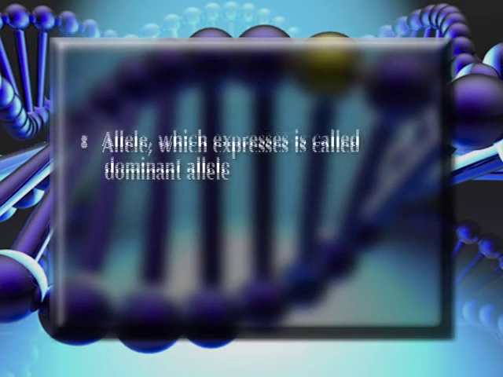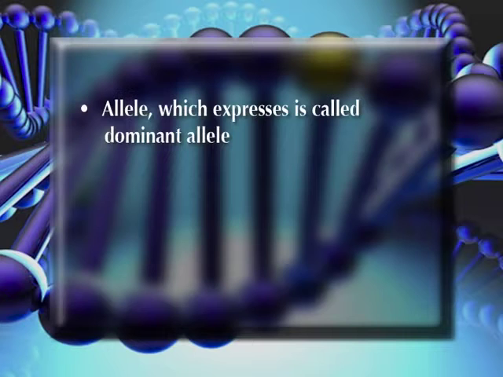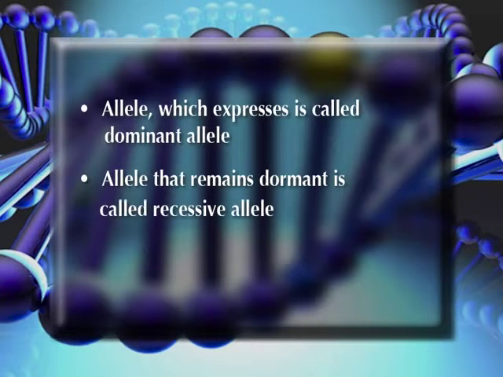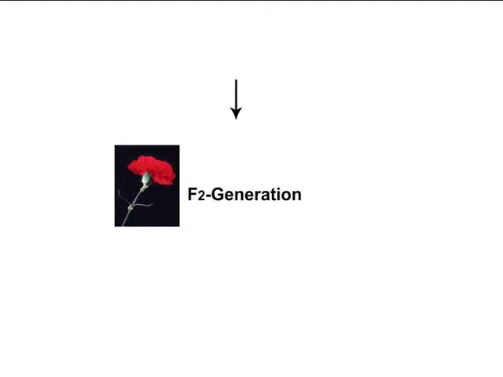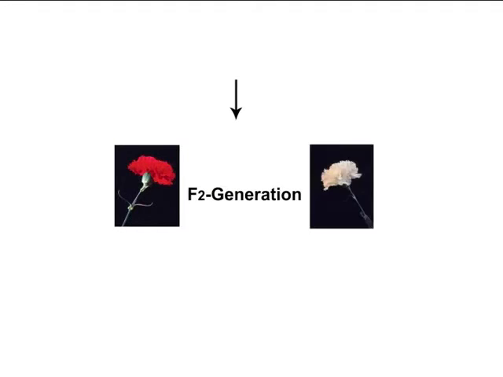The allele which expresses is called the dominant allele, whereas the allele that remains dormant is called the recessive allele. For example, when Mendel crossed a homozygous pea plant with red flowers with a plant having white flowers, all the F1 individuals were with red flowers, and in the F2 generation the ratio of red to white was 3:1. This indicates that the allele for red color is dominant, whereas the allele for white color is recessive.